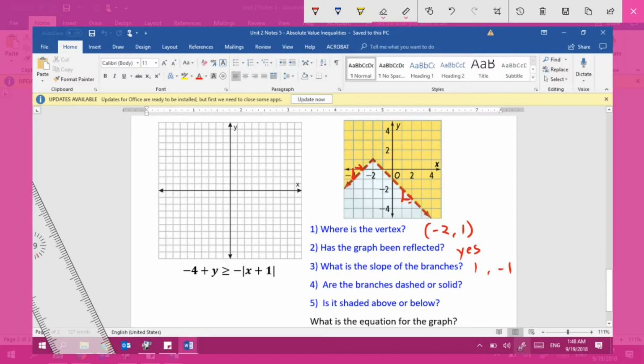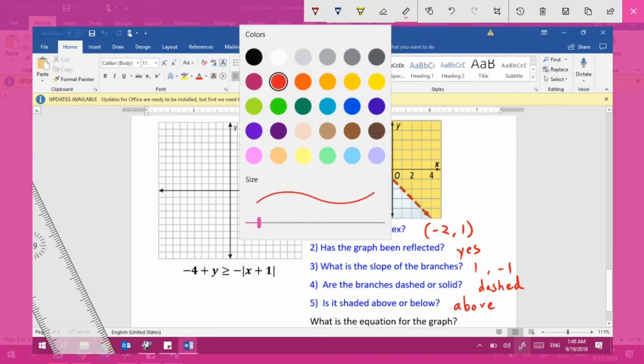Okay, now are the branches dashed or solid? We just have to look at the picture. We can see that they are dashed. And then is it shaded above or below? And we can see the yellow region is above. And then finally, can you tell me the equation for the graph?